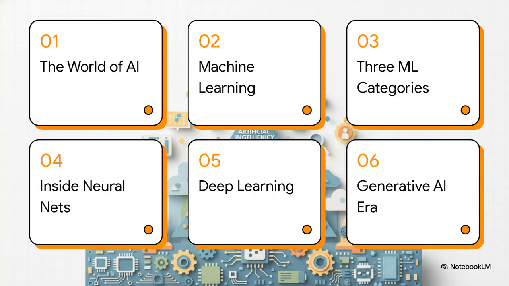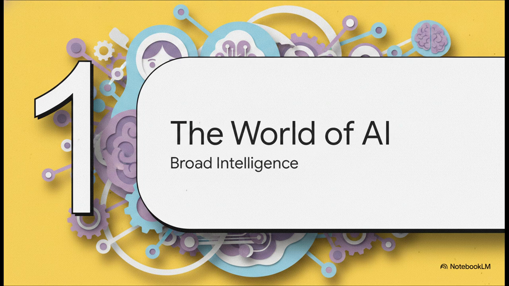And to make this super easy to remember, we're going to unpack this complex topic like a Russian nesting doll. Our agenda covers: 1. The world of AI, 2. Machine learning basics, 3. ML categories, 4. Inside neural networks, 5. Deep learning architectures, and finally, 6. The generative AI era.